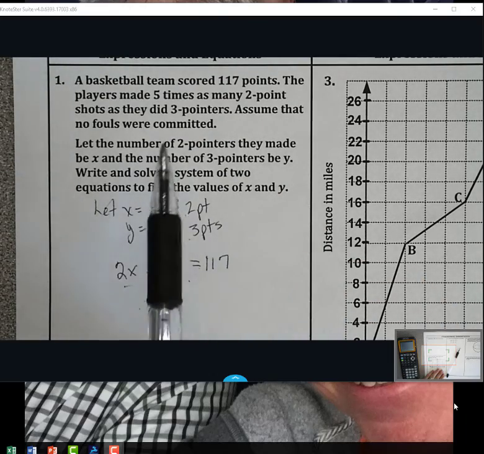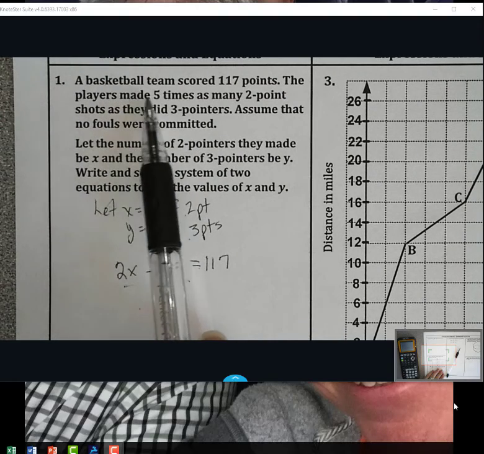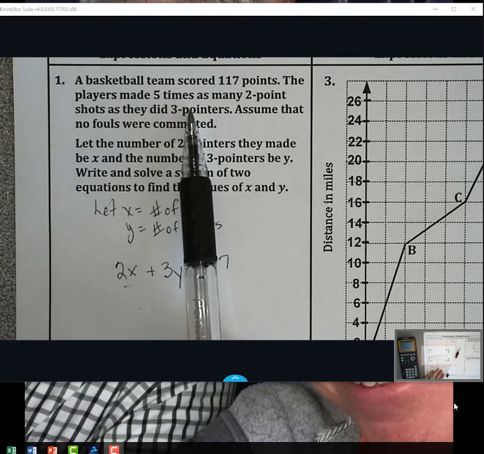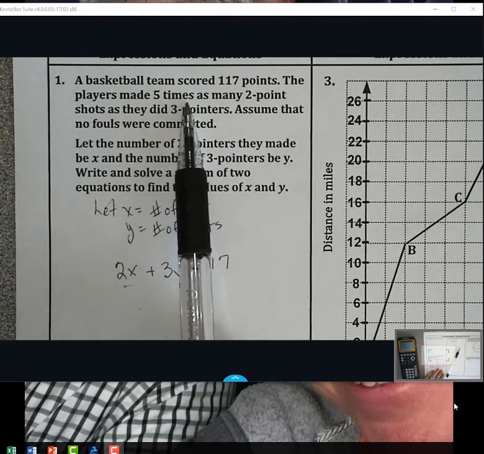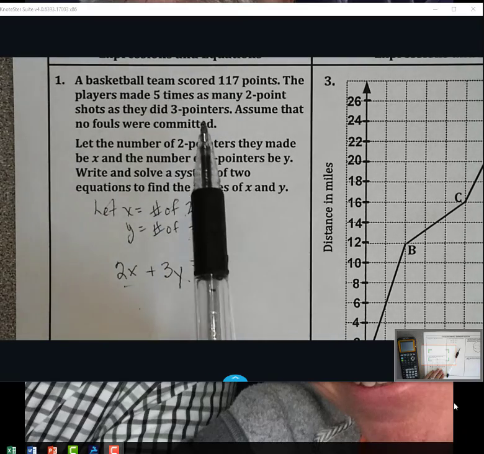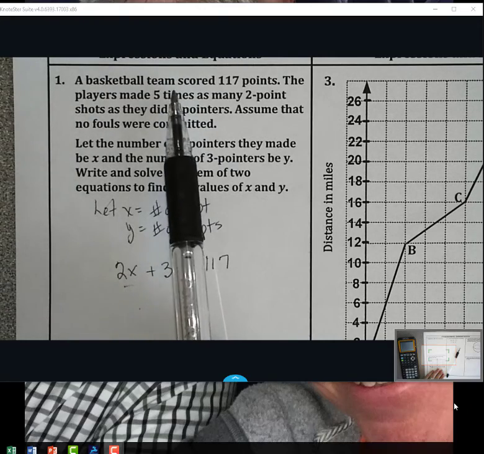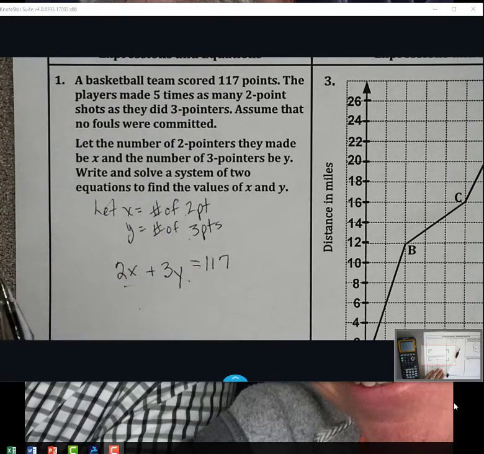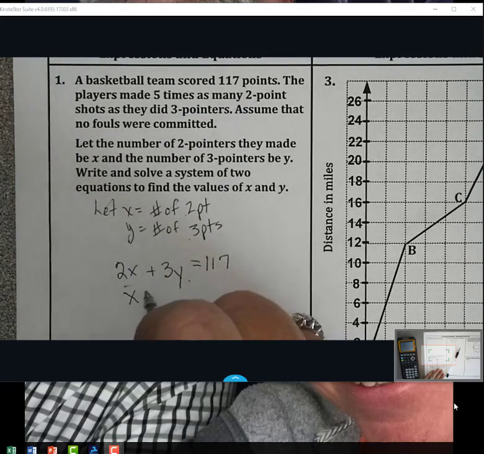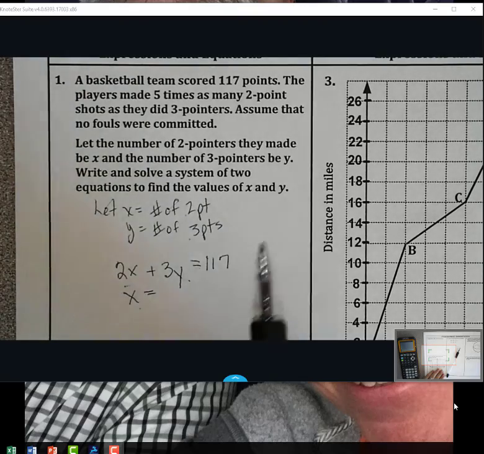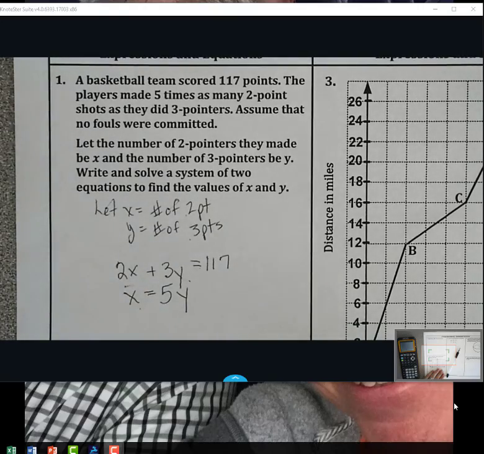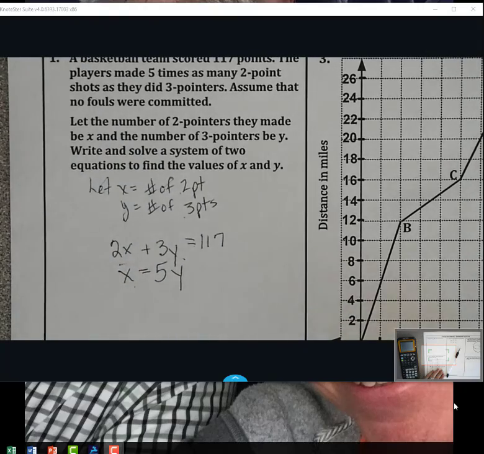The other equation is they give us this little hint that the players made 5 times as many 2-pointers as they did 3-pointers. So if they only made 1 3-pointer, then they made 5 2-pointers. Or if they made 2 3-pointers, then they have made 10 2-pointers, etc. So how do we figure out how many 2-pointers? The number of 2-pointers, which is x, is going to be equal to 5 times the number of 3-pointers. So here are our 2 equations.